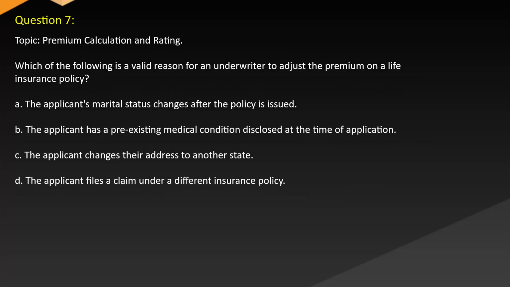Question 7. Topic: Premium calculation and rating. Which of the following is a valid reason for an underwriter to adjust the premium on a life insurance policy? A. The applicant's marital status changes after the policy is issued. B. The applicant has a pre-existing medical condition disclosed at the time of application. C. The applicant changes their address to another state. D. The applicant files a claim under a different insurance policy.